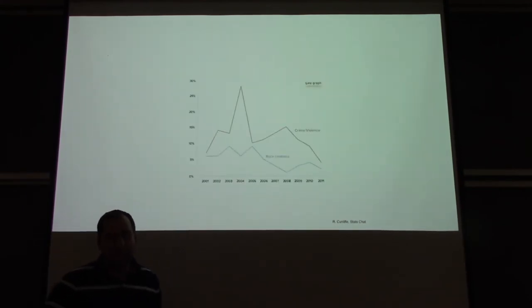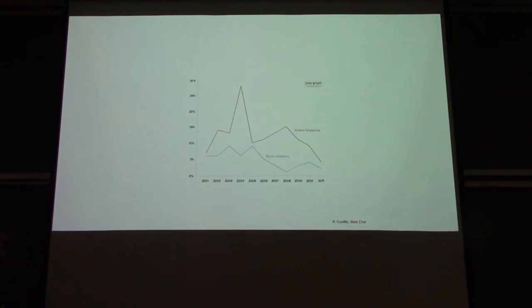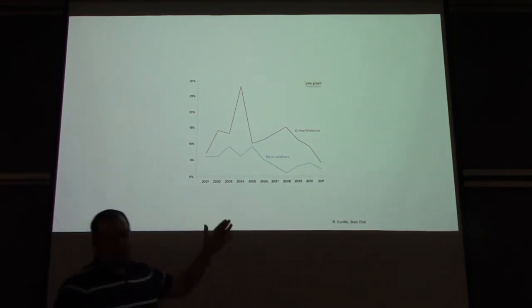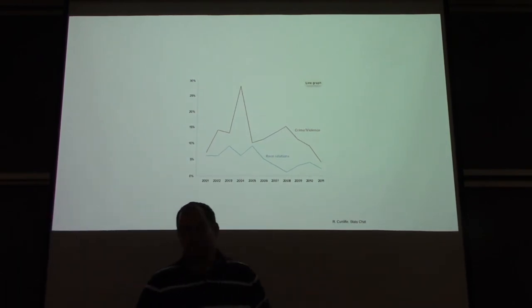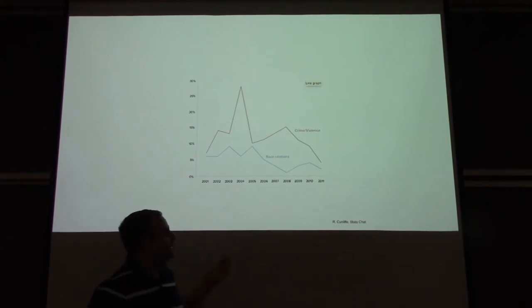Instead, we could have something like this, where we use position in this line chart. Position is the strongest visual variable, and here we're using it to encode the most important aspect of the data.